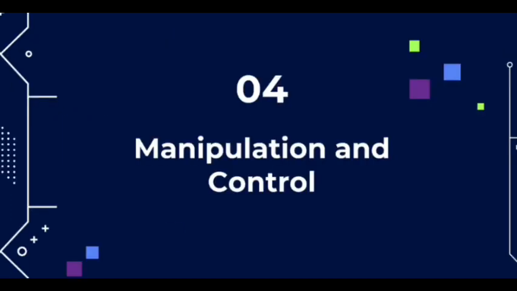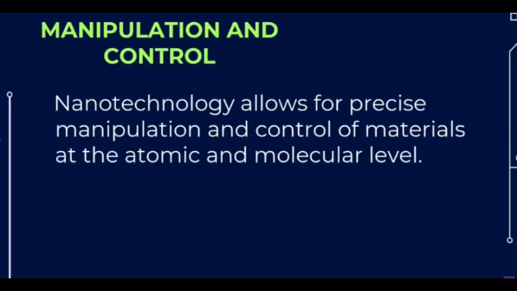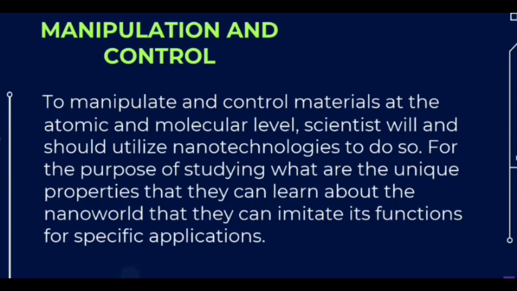Okay. The fourth one is manipulation and control. Why is this a distinct feature of the nanoscale? Nanotechnology allows for precise manipulation and control of materials at the atomic and molecular level. To manipulate and control materials at the atomic and molecular level, scientists will and should utilize nanotechnologies to do so, for the purpose of studying the unique properties that they can learn about the nanoworld that they can imitate its functions for specific applications.